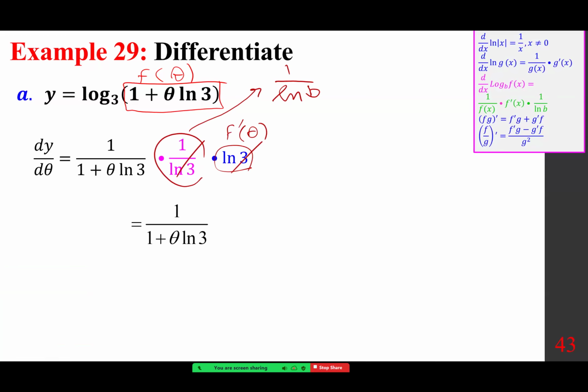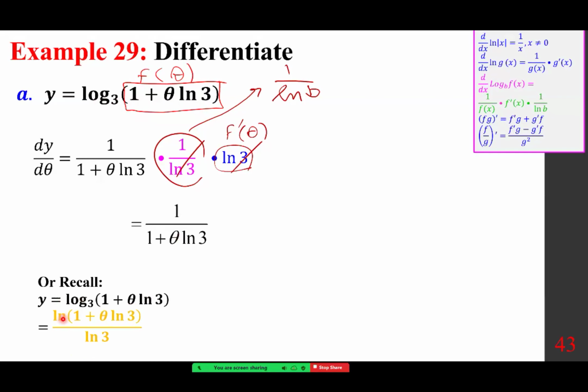Now, we could have used the change of base formula in the first place. Remember, this log base 3 of 1 plus theta ln 3 is the same as ln of 1 plus theta ln 3 over ln 3. This is by the change of base formula, because I can use log of the same thing over log of 3 with any base, so I use natural log. So this is the second way. I hope you see that.